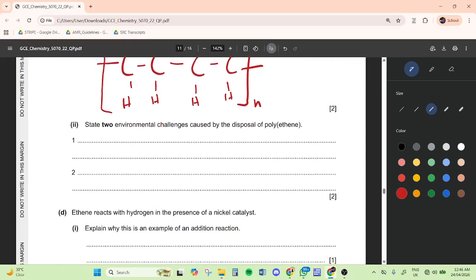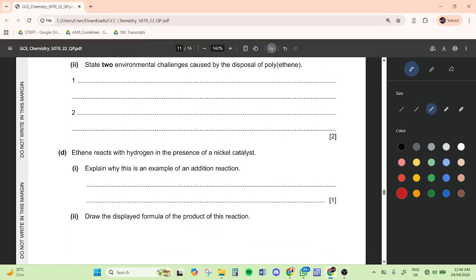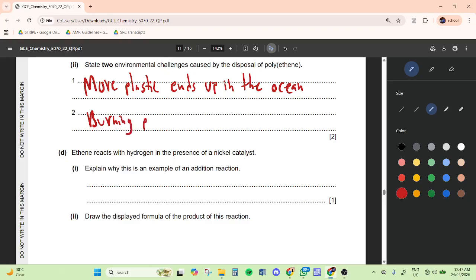State two environmental challenges caused by the disposal of polyethylene. So this one, you can get creative. One of them obviously is more plastic ends up in the ocean, which is a big problem, obviously. And then another one is burning polythene produces toxic gases.